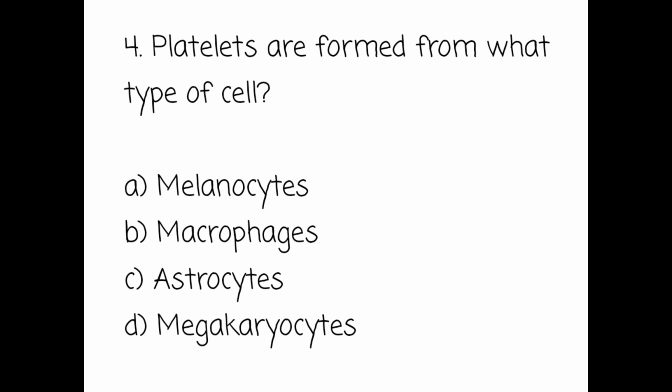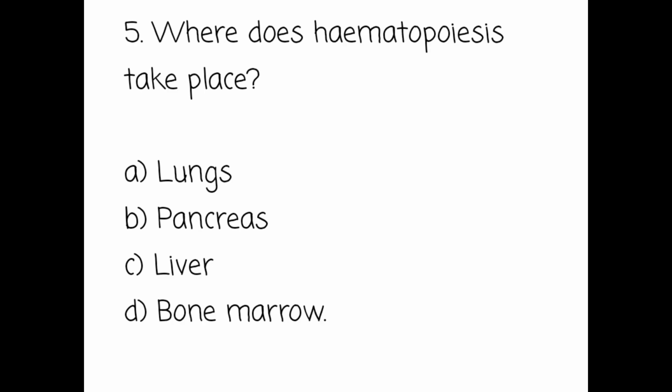Number 4. Platelets, which are the thrombocytes, are formed from what type of cell? A. Melanocytes. B. Macrophages. C. Astrocytes. D. Megakaryocytes. What do you think is the answer to this question? It's a very simple question. By now, if you've gotten your answer, the right answer to this question is D. Megakaryocyte.